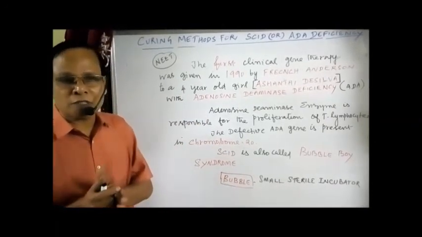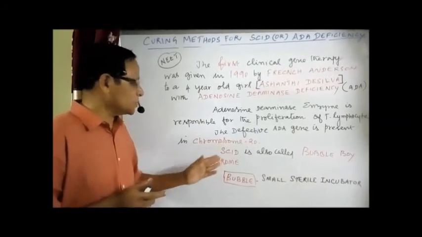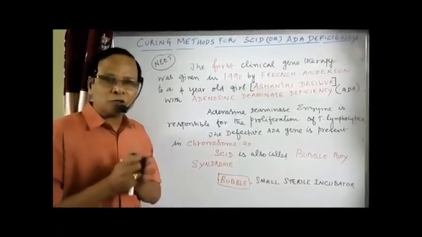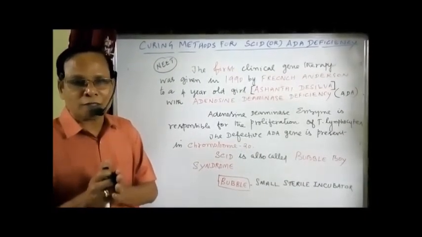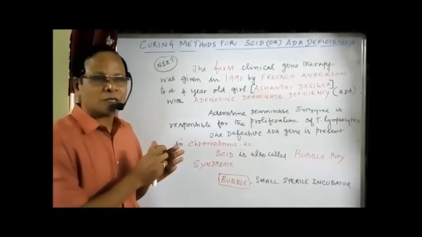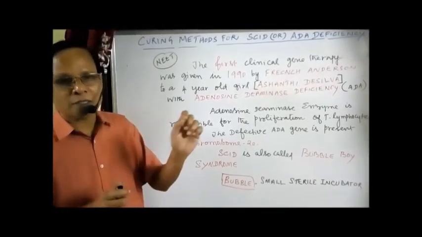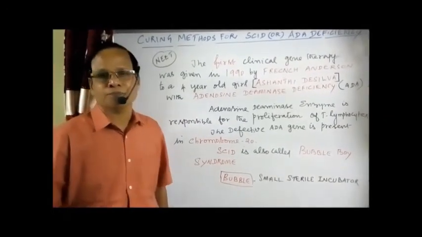The affected individual is kept in a sterile bubble. That's why it's called bubble boy syndrome, another name for SCID. The bubble is nothing but a small sterile incubator keeping only one individual at a time. Because such individuals are highly prone to infection, they have to be kept in separate incubators. Such a small incubator is called a bubble.